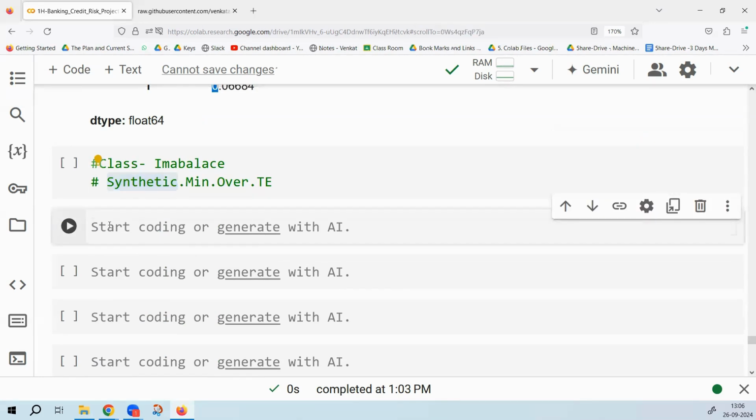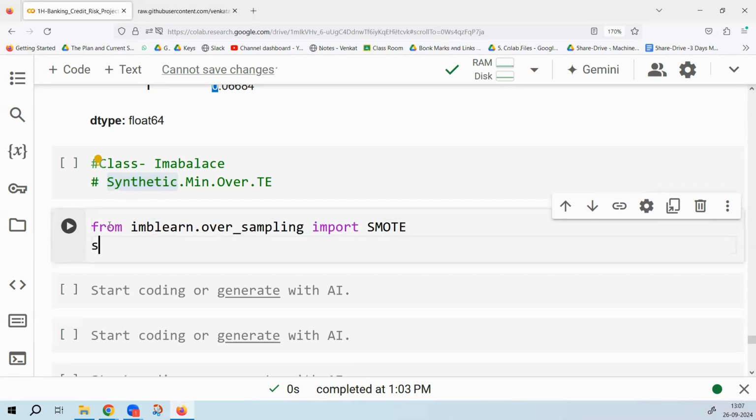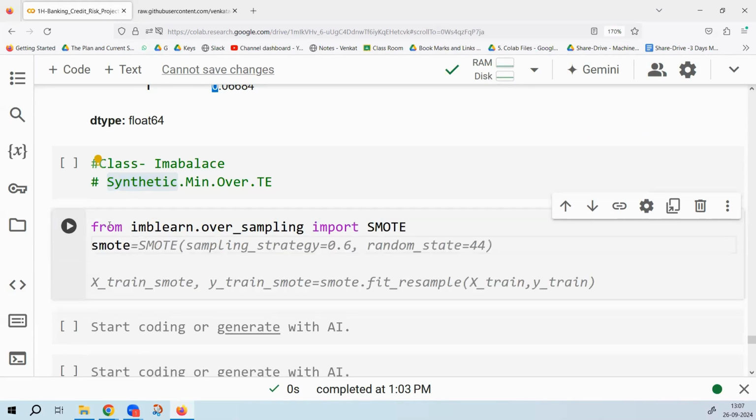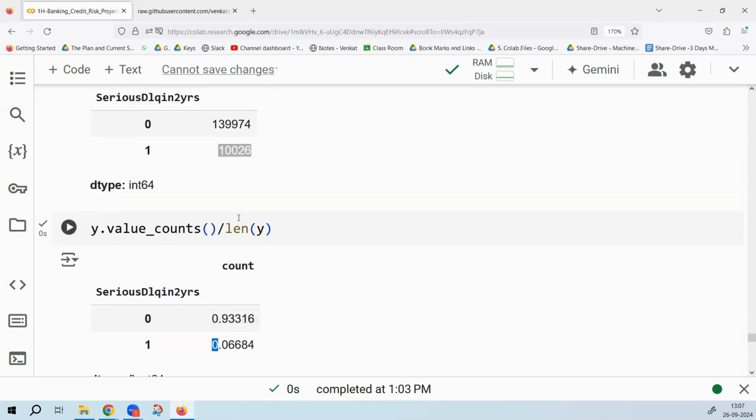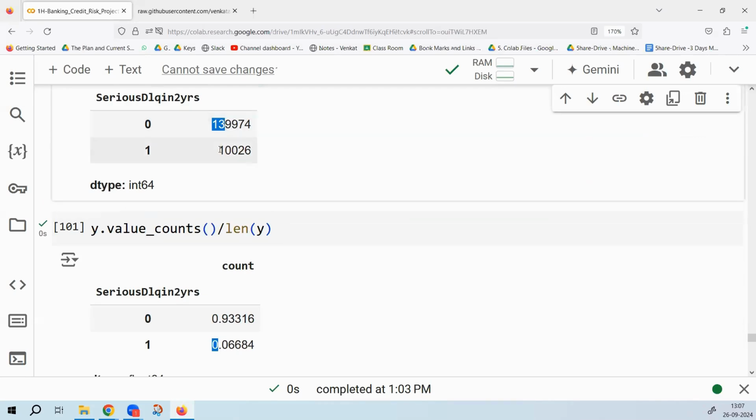So how do we use this technique? From the package imblearn.over_sampling, import SMOTE, and then I will create an instance of this SMOTE. Sampling strategy is 0.6, which means whatever is the number of zeros, I want to keep at least 60% of them as ones. Right now, 1,39,000 are zeros and ones are only 10,000. That means you have 13 times more zeros. I don't want to have that. So if there are 100 records here, I want to keep a minimum of 60 records here. That is what it means.